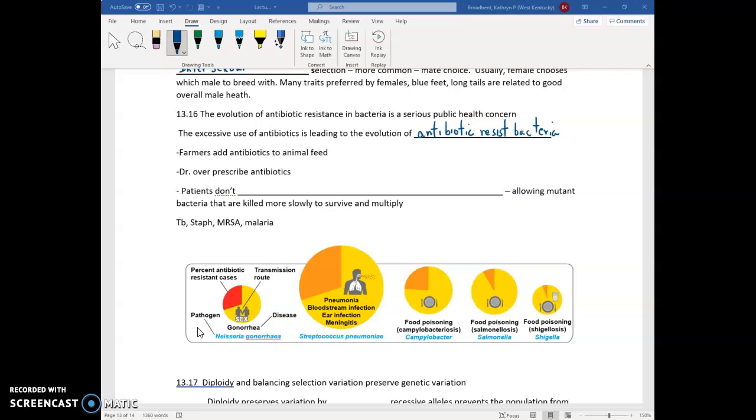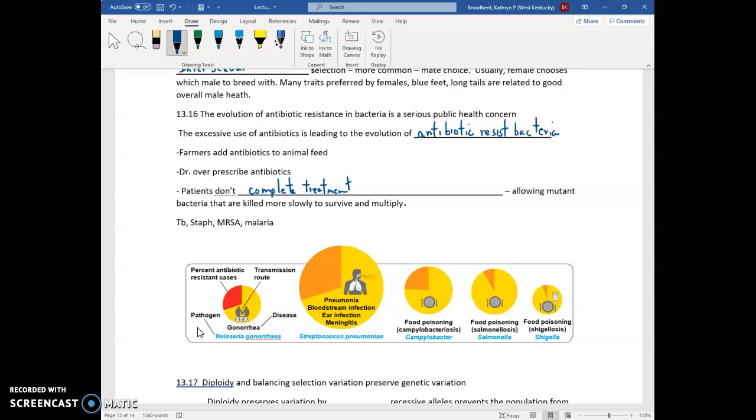Patients sometimes don't complete treatments. And if you take an antibiotic and don't take all of it, you'll allow mutant organisms that are killed more slowly to survive and multiply, which will aid in the evolution of bacteria that's not killed at all.